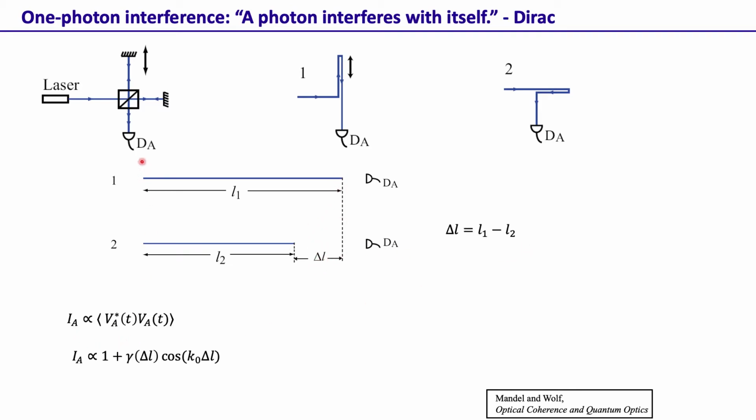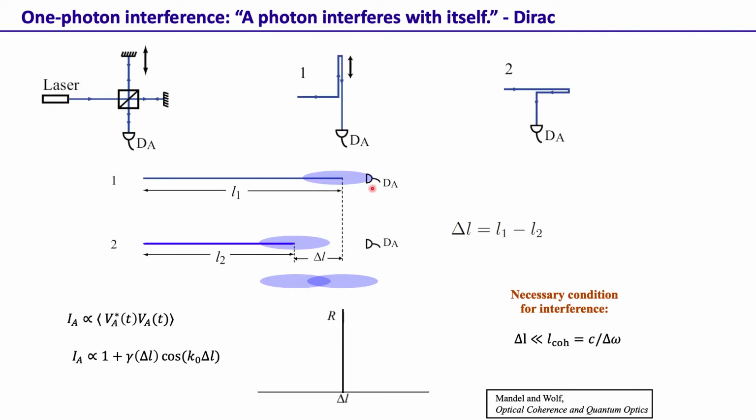And we have seen that the intensity of the detector can be written as 1 plus gamma, a coherence function of delta L, times cosine k naught delta L. So if we change delta L, we see interference. Again, that interference goes away within the width of this coherence function. So the necessary condition for coherence here is that delta L has to be less than L coherence, that is, the coherence length of the field.